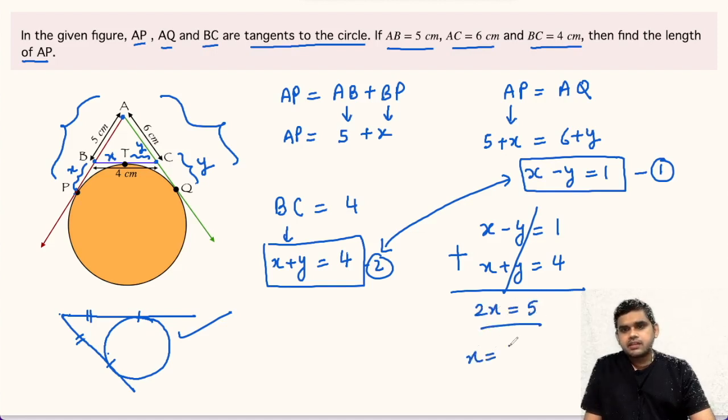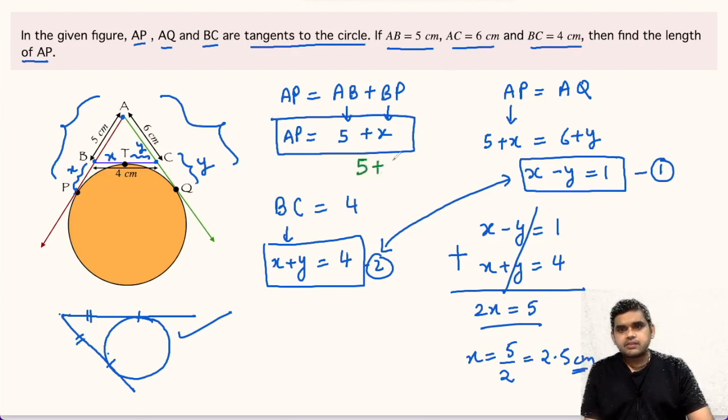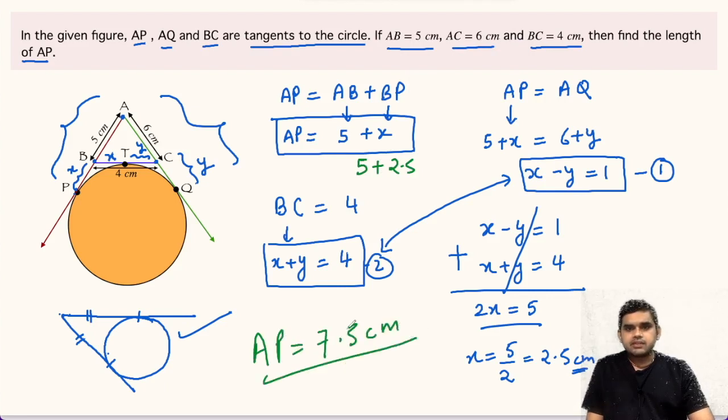From here, x will be 5 over 2, that is 2.5 centimeter. Now we were asked to find the value of AP. AP was equal to 5 plus x. So we can write 5 plus 2.5. So AP will be equal to 7.5 centimeter. This will be the answer.